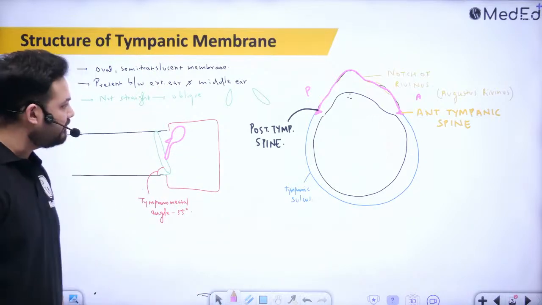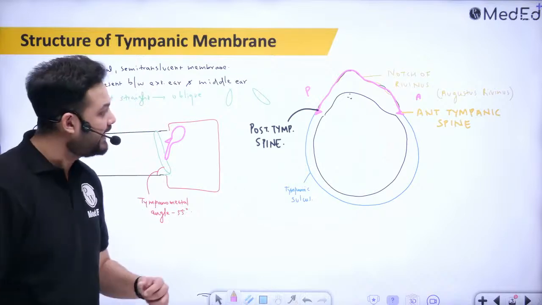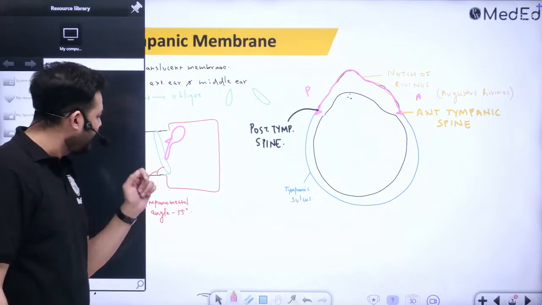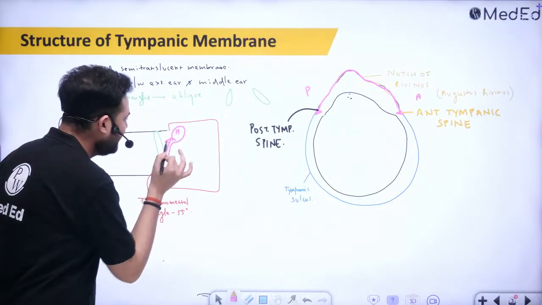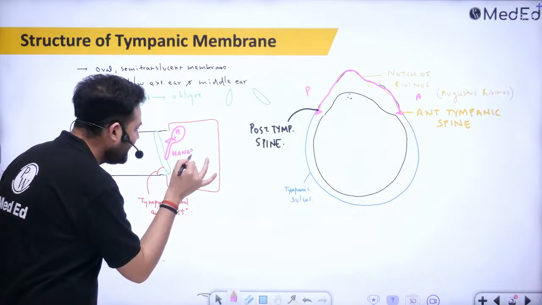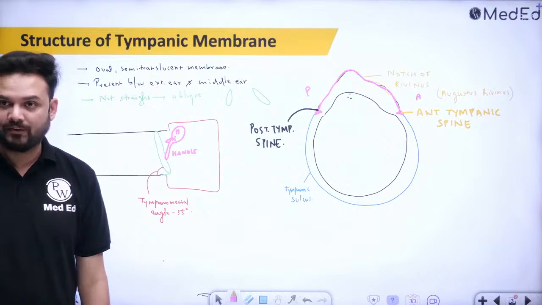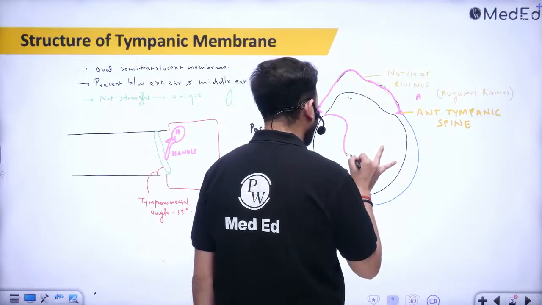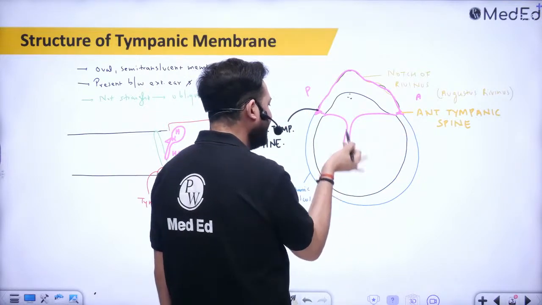Now, what exactly do we need to know here? I told you there is a malleus. The malleus has a head, and there is a neck. This is the head, this is the neck. Then there is a handle, which we call the handle of the malleus, and the handle of the malleus is the one attaching to the pars tensa. So let's attach that. And this is your malleus attached to the pars tensa.